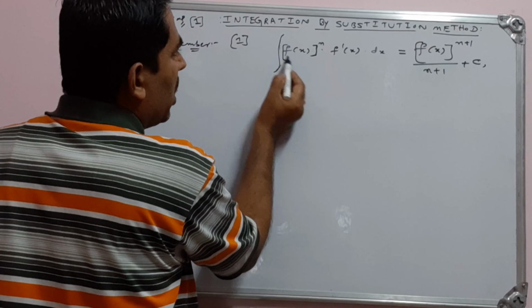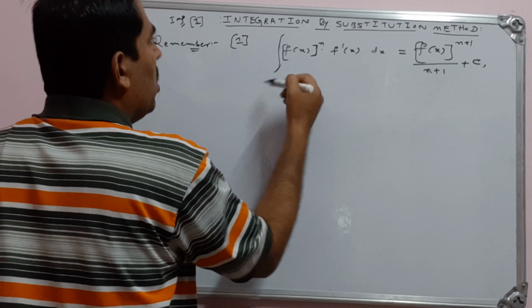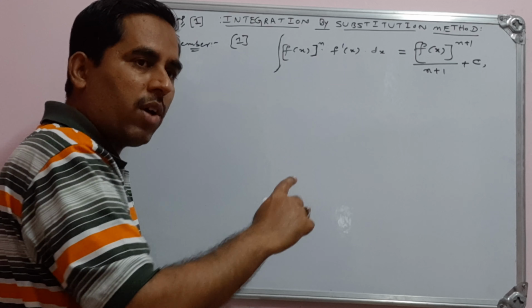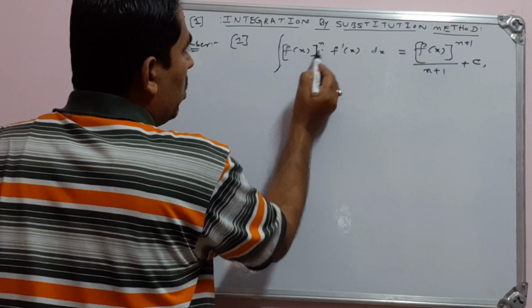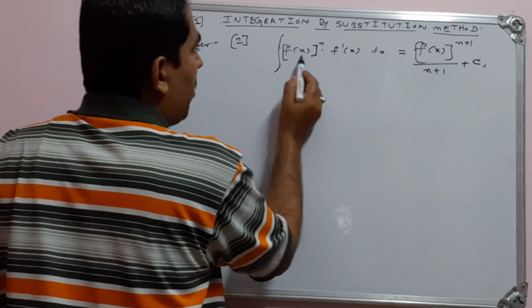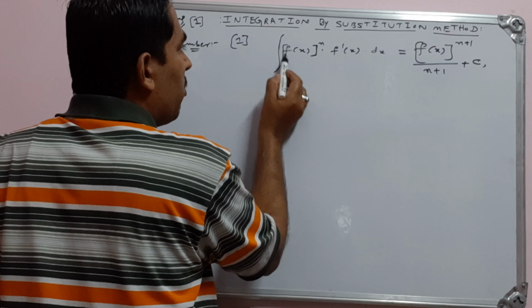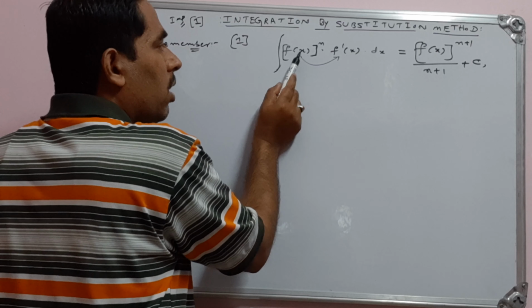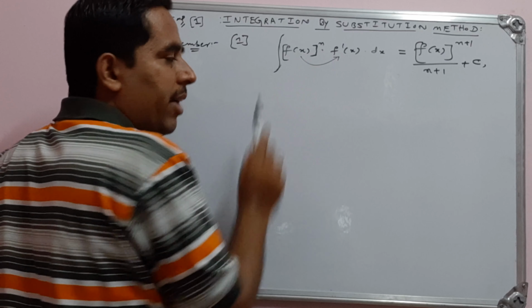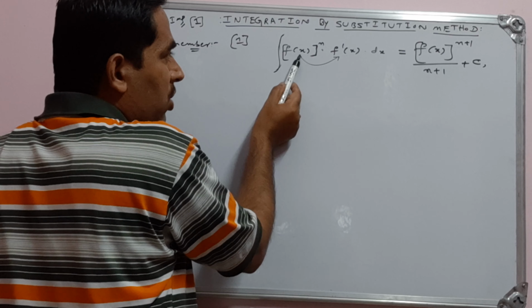There will be some function to the power n. So that function will have some power n, and it is multiplied by something. So this is a product: f of x whole to the power of n into, if I differentiate f of x, I get f dash x. So my function should look like this: I should have one function and its derivative.